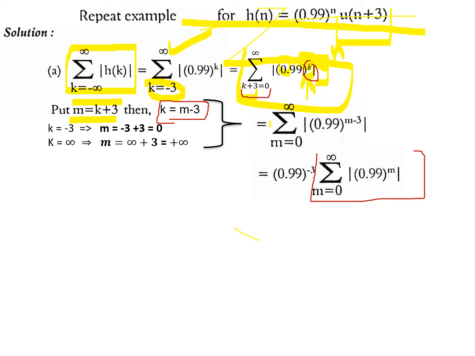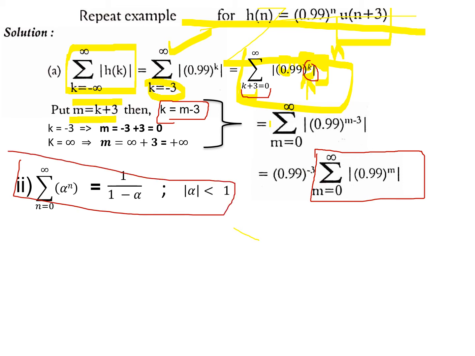Now this expression, I can easily apply my geometric series formula where alpha is less than 1. It is an infinite series problem now because the limit goes from 0 to infinity, for which I can apply this formula. In the place of alpha, 0.99 is there, and also that 0.99 is less than 1. Therefore I can apply this formula. The final answer is whatever this constant is, into 1 by 1 minus alpha, 1 by 1 minus 0.99.